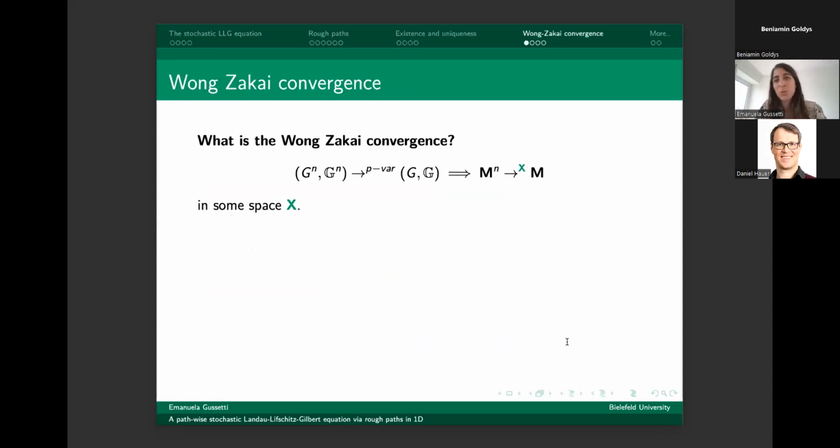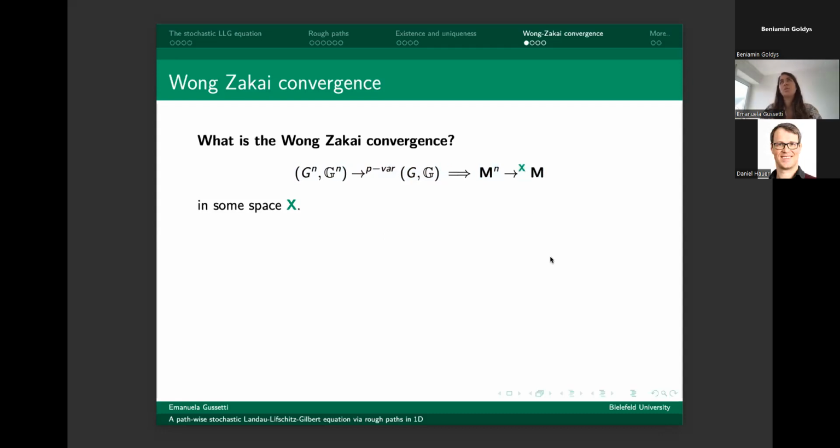We can pass now to what I was saying before, that is this phantomatic Wong-Zakai convergence. So what is Wong-Zakai convergence? If we have an approximation of the Brownian motion that converges in some norm to the stochastic integral that we have defined, we would like to know if also the associated solution converges to the limit in some space.